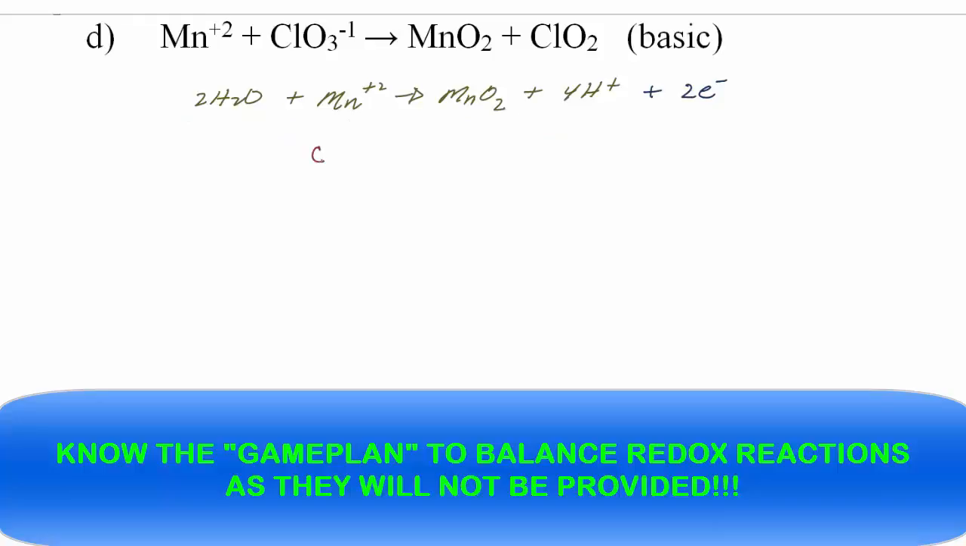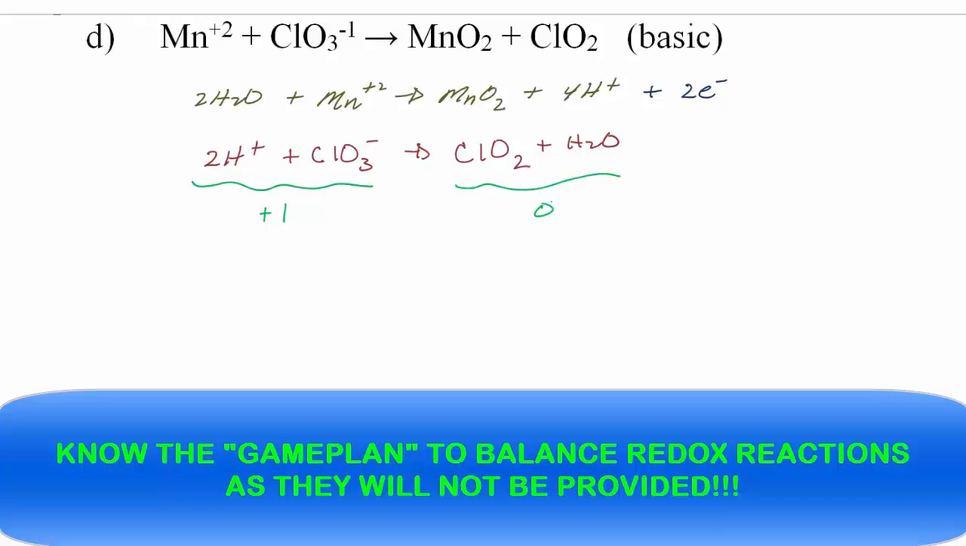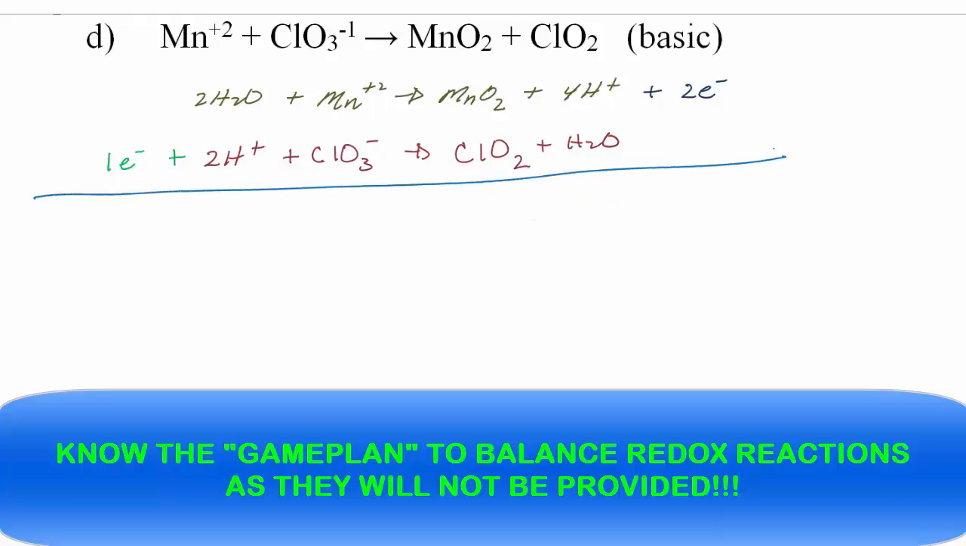Let's try the other half reaction. Chlorate goes to chlorine dioxide. Chlorine, 1 chlorine on each side. I need to add 1 water. Now I need to add 2 hydrogen ions. This side is a positive 1. This side is 0. So I have to add 1 electron. So in order to add these up, multiply the bottom half reaction by 2, top one by 1.